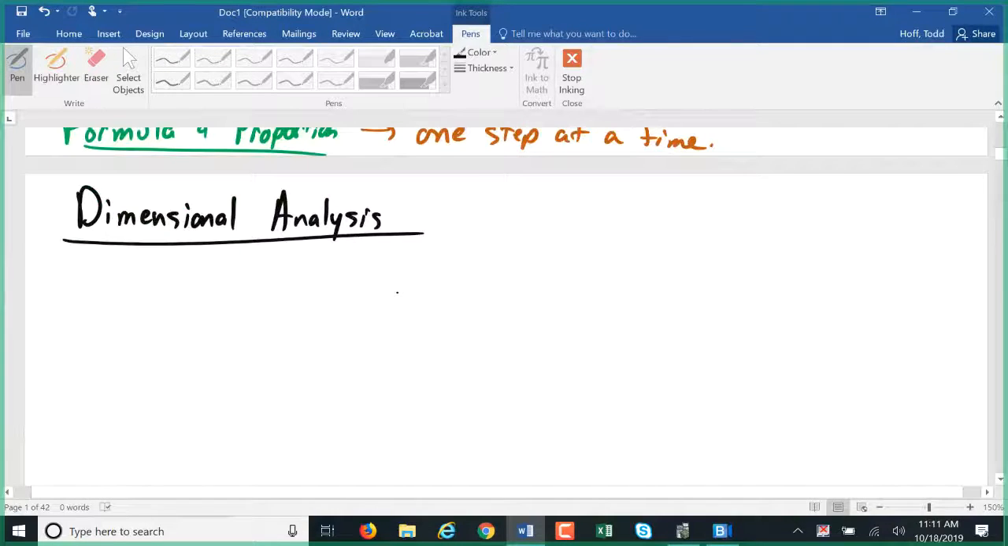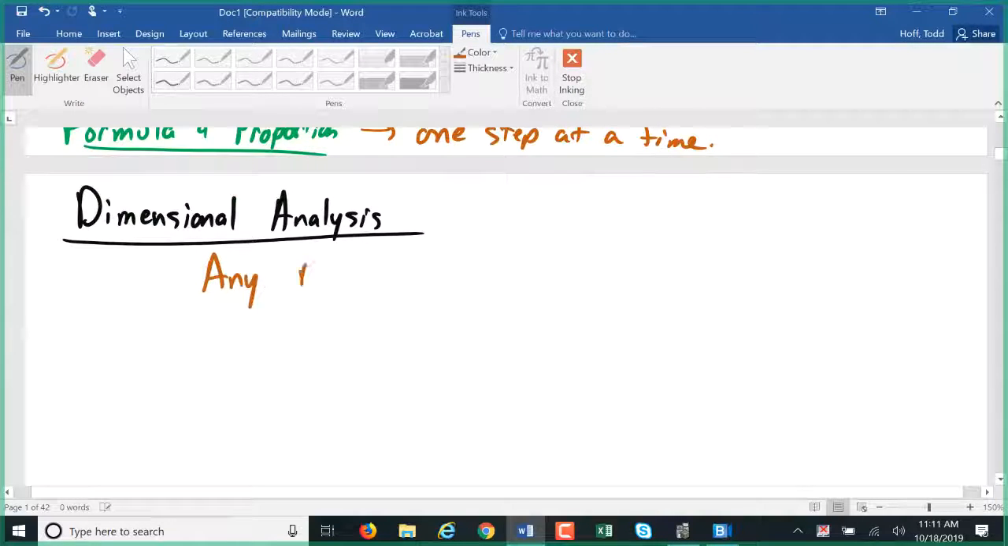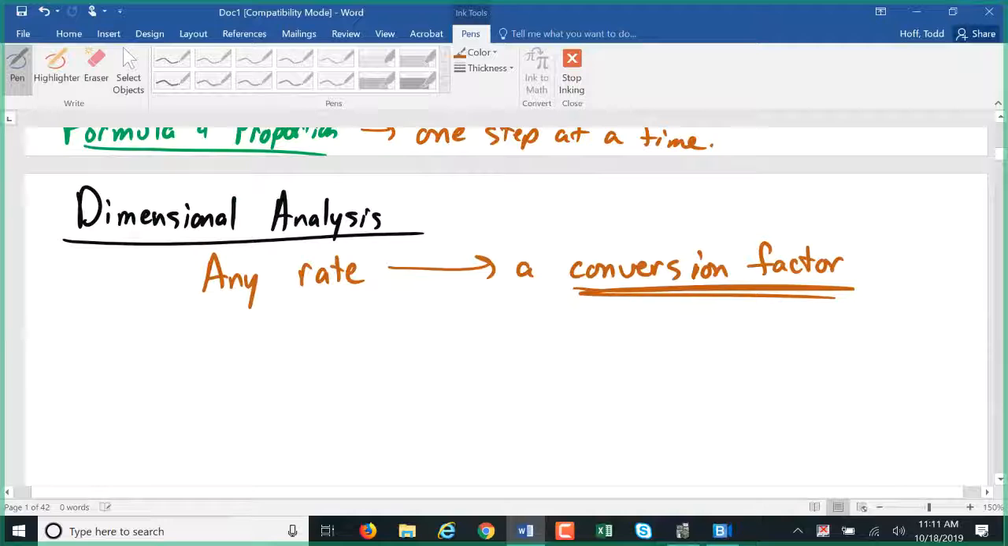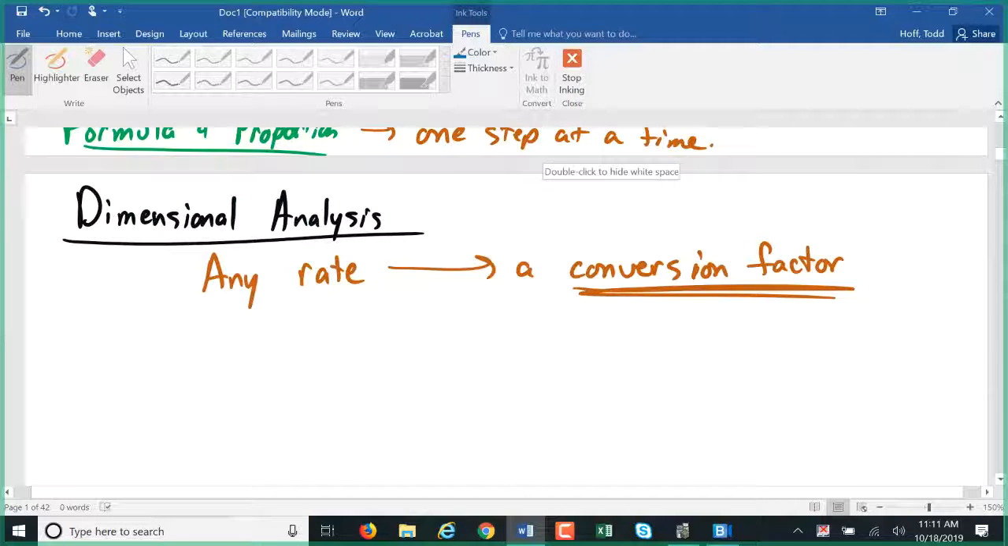Anytime there is a rate, one of the key tenets of dimensional analysis is that any rate can become a conversion factor. Now, in the last unit, when we were doing our unit conversions, converting from pounds to kilograms or from grains to milliliters, whatever, we were using conversion factors. That was dimensional analysis. The next step of dimensional analysis in application is to use rates as conversion factors.